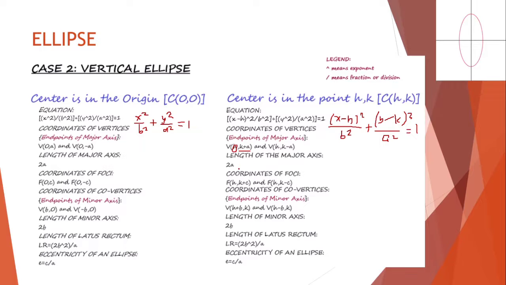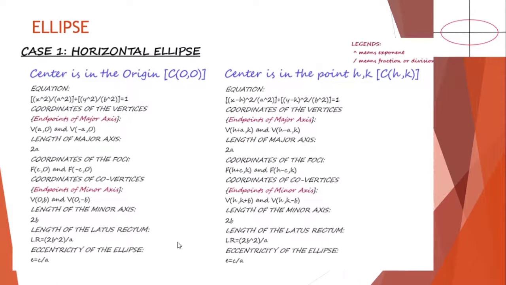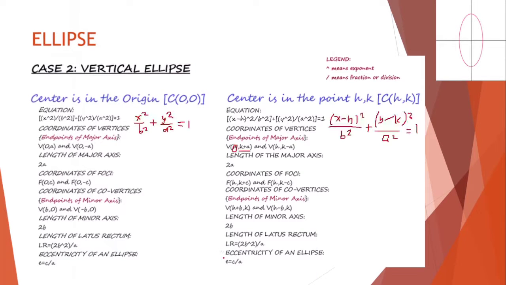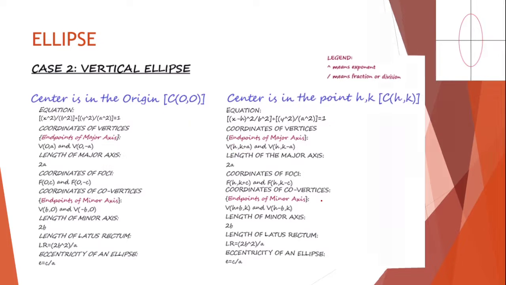The length of the major axis is 2a. The coordinates of the foci are h, k plus c and h, k minus c. The coordinates of the co-vertices, the endpoints of the minor axis, are h plus b, k and h minus b, k. The length of the minor axis is 2b, or 2 times b. The length of the latus rectum and the eccentricity are the same as before. Now, we are done explaining the following cases of the ellipse.